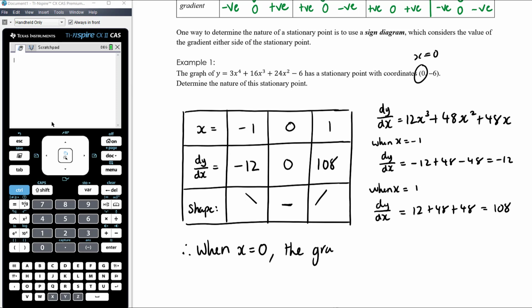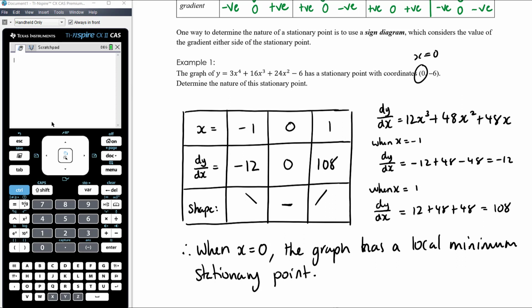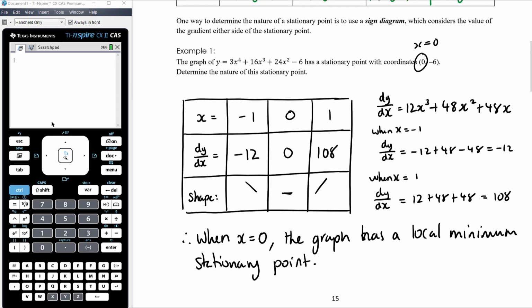the graph has a local minimum stationary point. Okay, and so we already know from the question that that's actually the point 0, -6. So 0, -6 is a local minimum point.